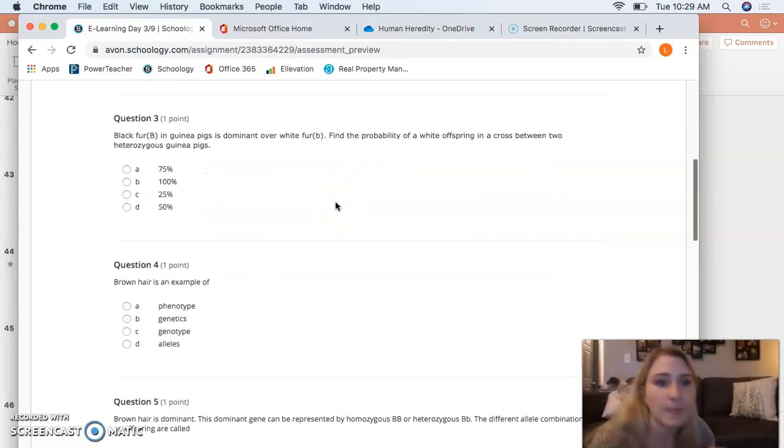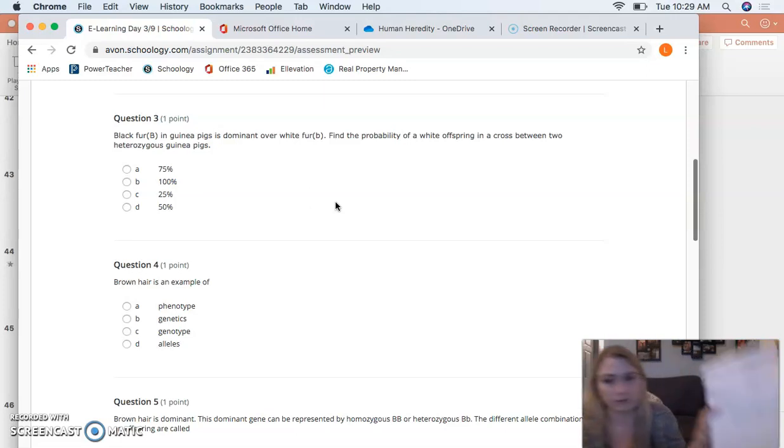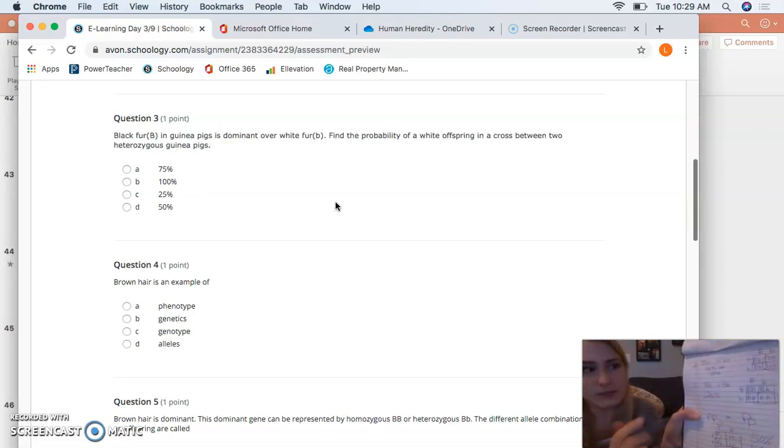Question 3. In black fur, guinea pigs is dominant over white fur. Find the probability of a white offspring. So once again, we're looking for a homozygous recessive between two heterozygous guinea pigs. They did not give you the letters here, but heterozygous means two different. So we are looking specifically at two heterozygous individuals. Heterozygous, heterozygous, we cross them together.